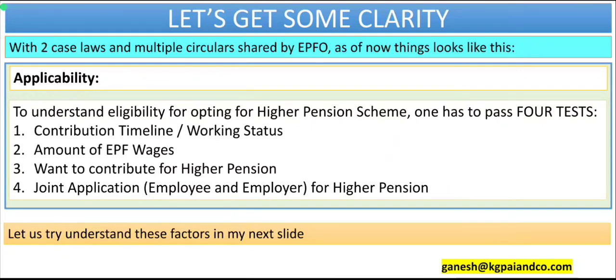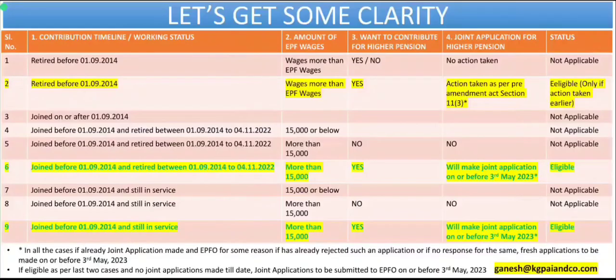To understand the same with more clarity, let's get into my next slide. I have brought 9 different scenarios using the 4 factors that we have discussed in my previous slide. In the first case, the employee has retired before the Amendment Act, that is 1st September 2014, and no joint application was made for higher pension. Though the EPF wages were above ceiling and even if the employee is interested, now a joint application can't be made and hence not eligible for higher pension.